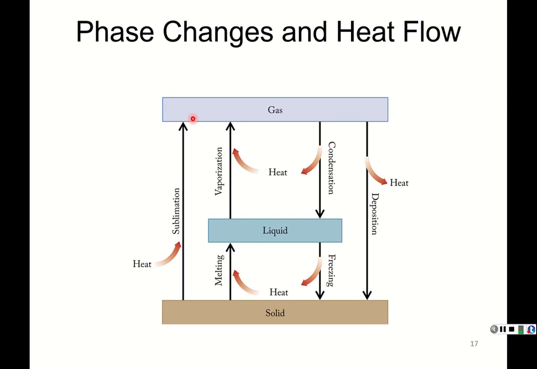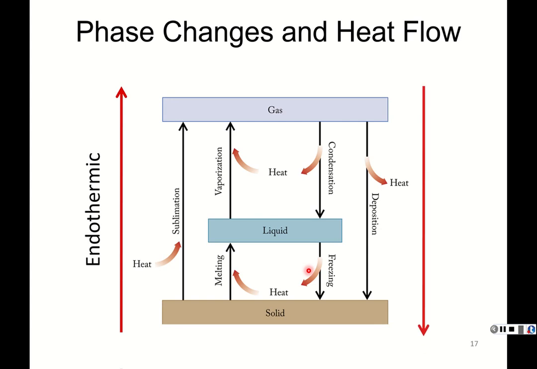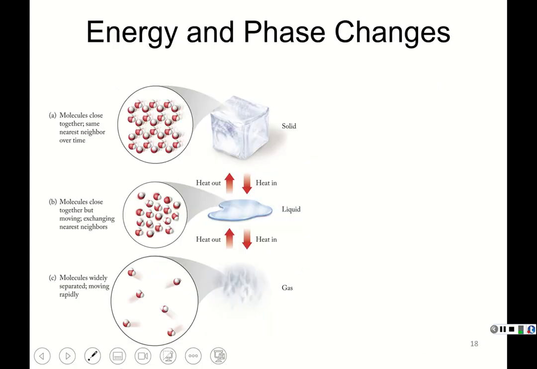The endothermic direction is probably easier for us to guess or understand, because if you take something solid and you want to melt it into a liquid, you have to supply heat to do that. Not so obvious that when a liquid freezes into a solid, it's actually giving off heat. Right, so those processes are endothermic. Processes on the right side are exothermic.